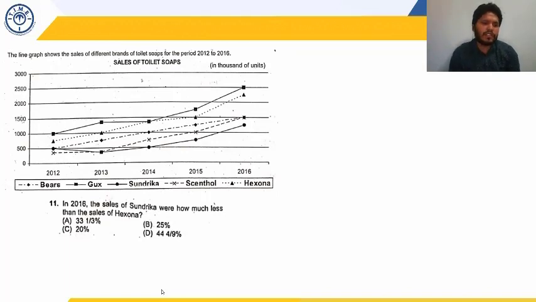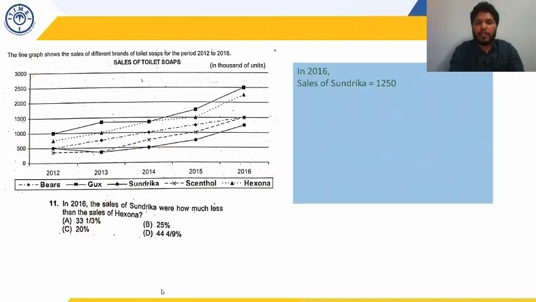So what does this question say? In 2016, the sales of Sundrika were how much less than that of Hexona? Okay. So in 2016, we have to compare the sales of Hexona and Sundrika. So the sales of Sundrika were how much less than that of Hexona? In 2016, the sales of Sundrika was 1250. It is in the middle of 1000 and 1500, and the sales of Hexona was 2250. It is in the middle of 2000 and 2500. So we have assumed it to be 2250 approximately.